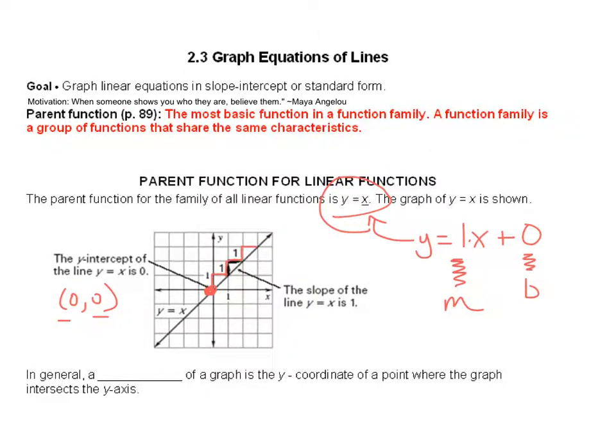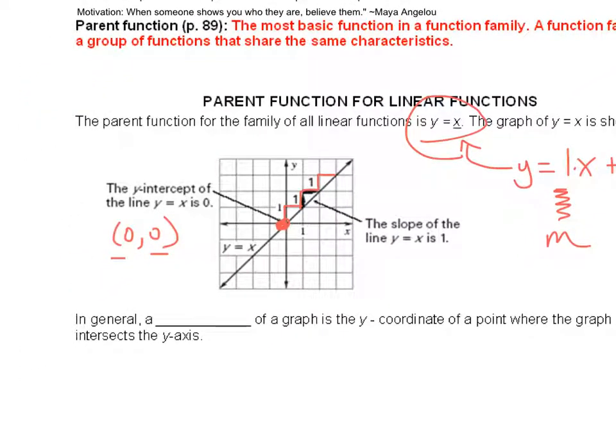And just in general, they go ahead and they define a y-intercept for us down here. In general, your y-intercept of your graph, wow, this is not doing a great job today, guys, I'm sorry. Super pixelated. The y-intercept, just got to write slower so it can keep up with me. In general, a y-intercept of a graph is the y-coordinate of a point where the graph crosses that y-axis. In other words, that is the point 0, b.